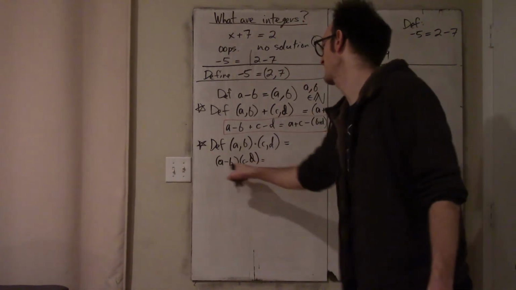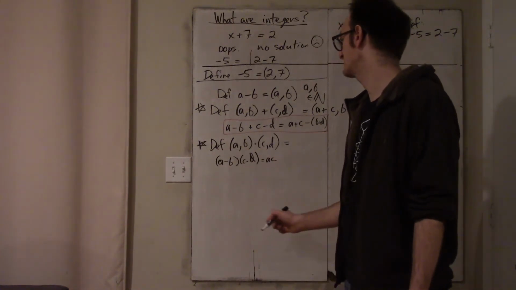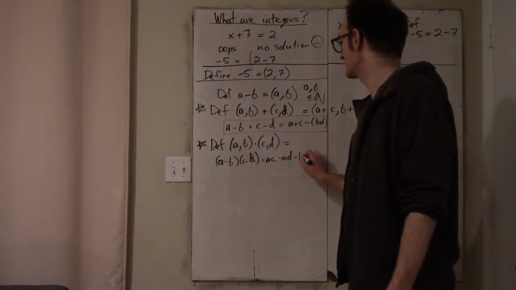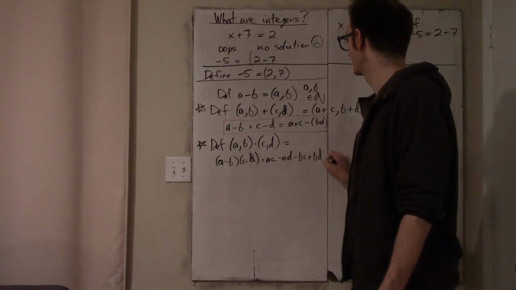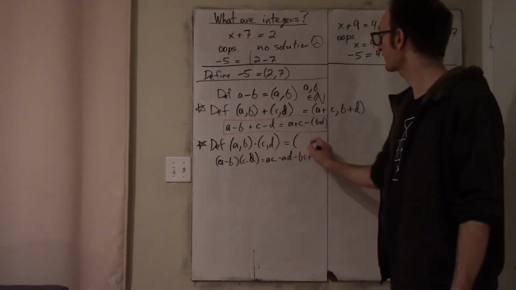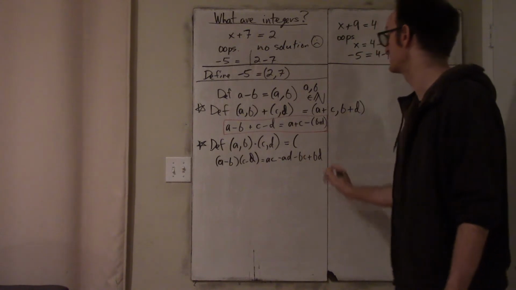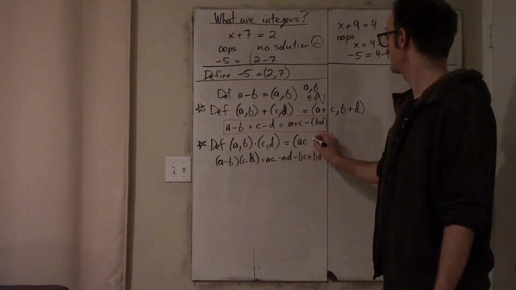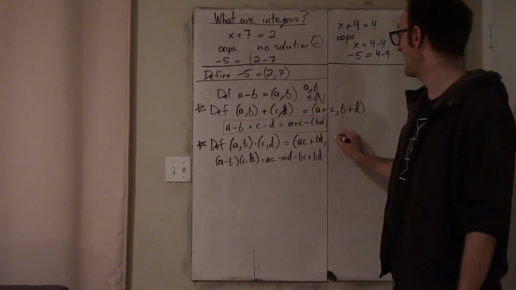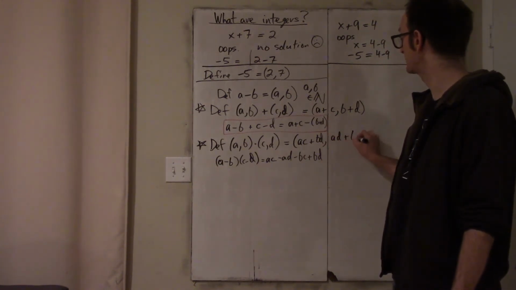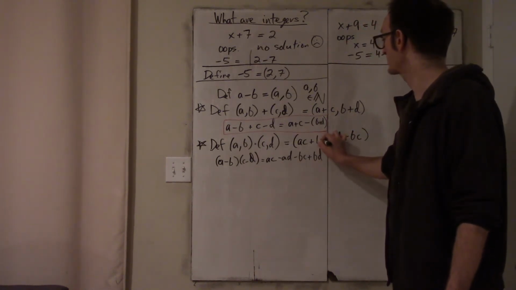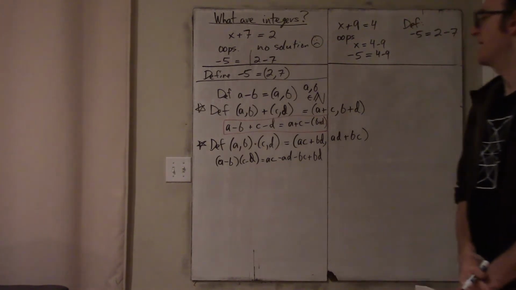And the answer is, you just do it, right? It's AC minus AD minus BC plus BD. Okay, great. So then I should define the product of two integers to be the ordered pair of natural numbers (AC plus BD, AD plus BC). Hopefully you appreciate what's going on here without too much comment from me.